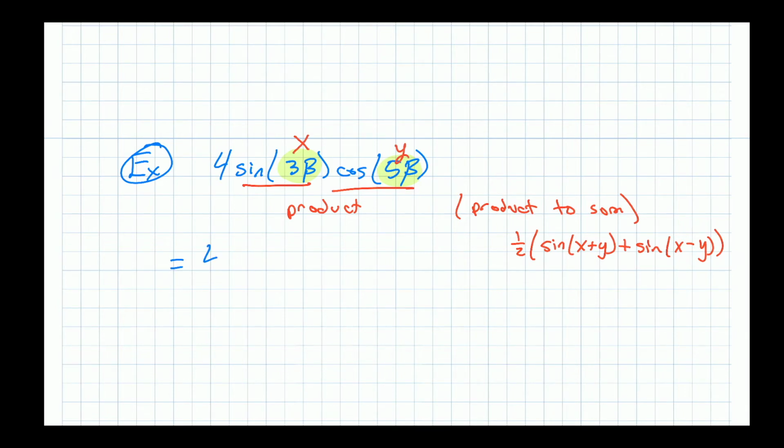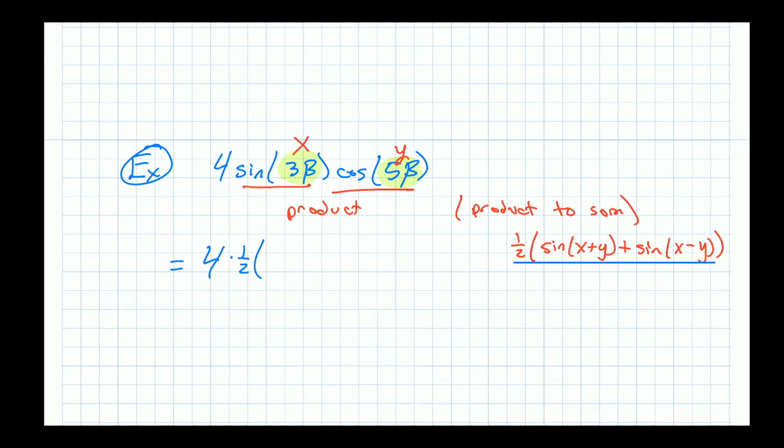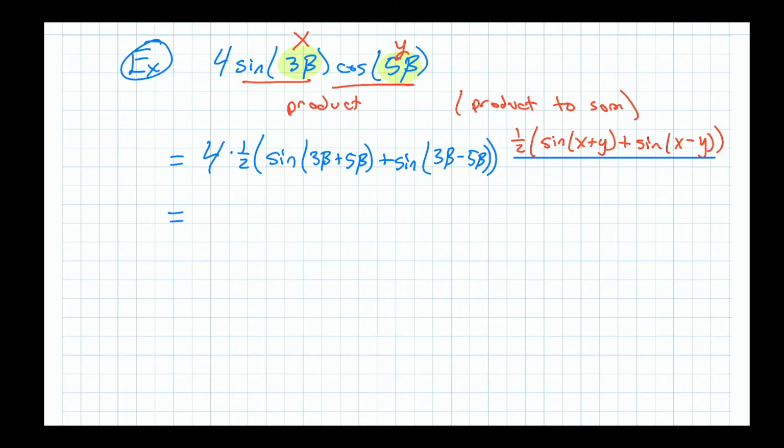So in the formula, we've got this 4 that we're just keeping, and then we're going to write this out. So we got 1/2, parentheses, sine x plus y, so that's 3 beta plus 5 beta, plus sine x minus y, so that's 3 beta minus 5 beta. So simplify. 4 times 1/2 is 2. Sine 3 beta plus 5 beta is 8 beta, plus sine 3 beta minus 5 beta is negative 2 beta, like so.